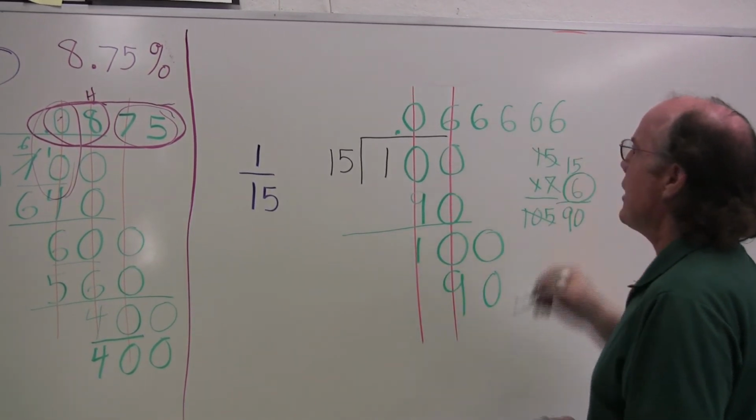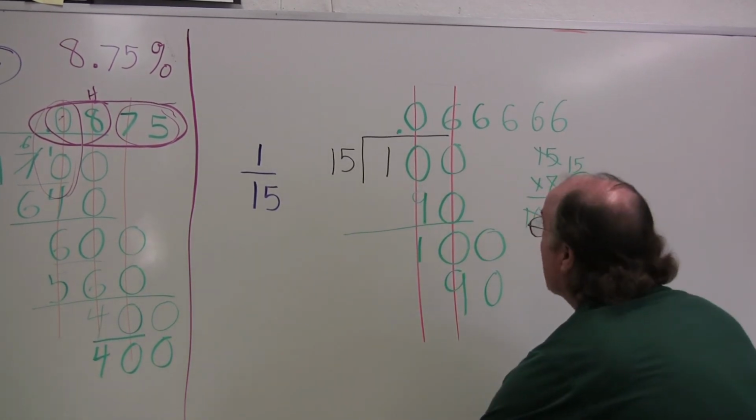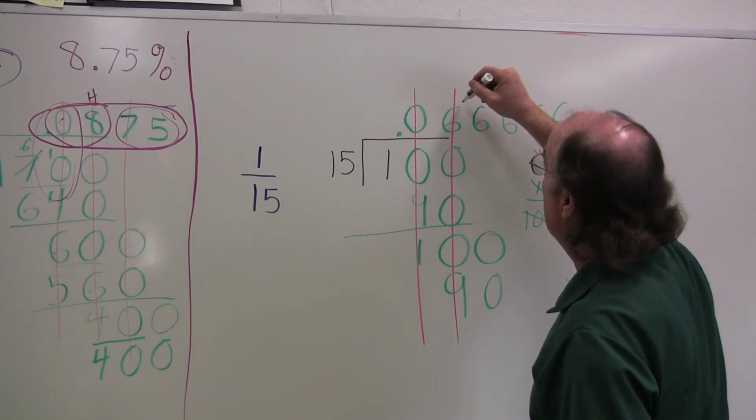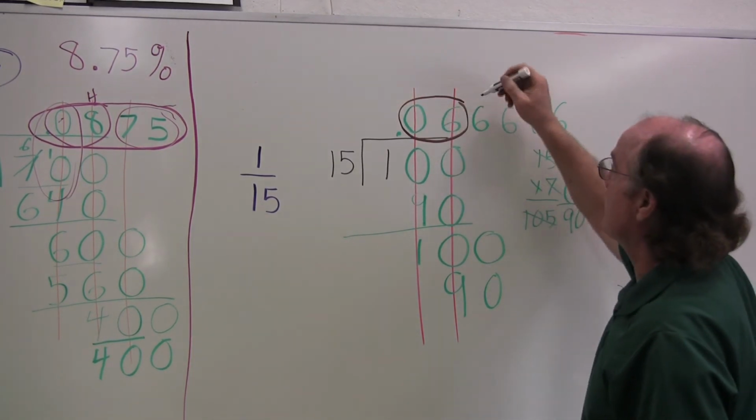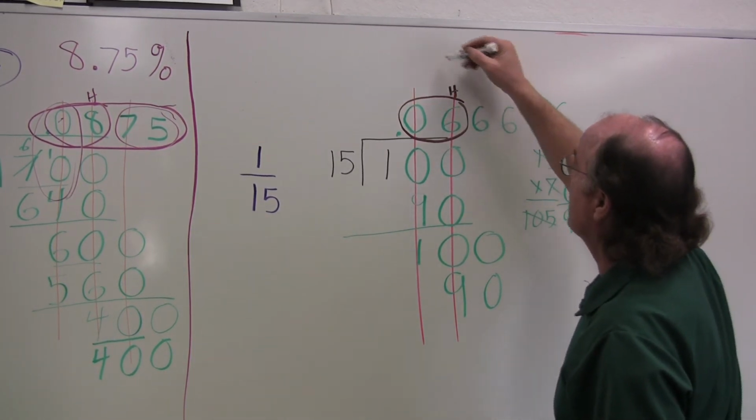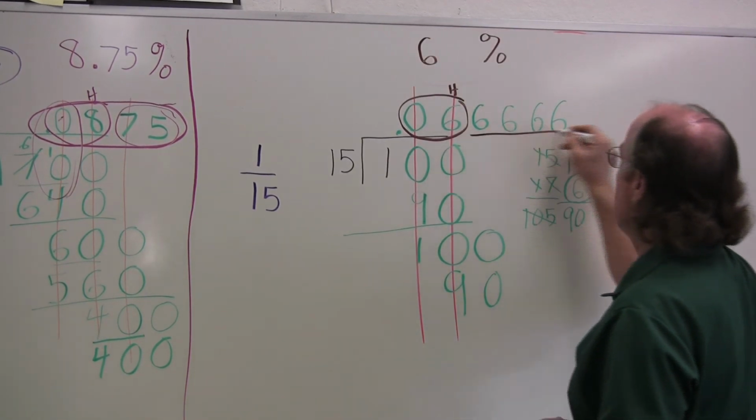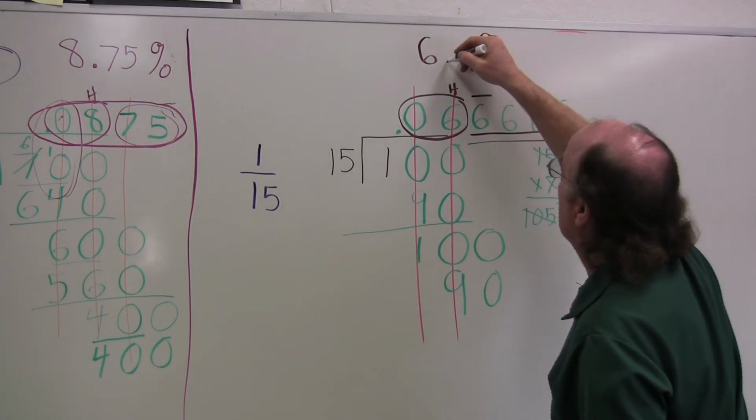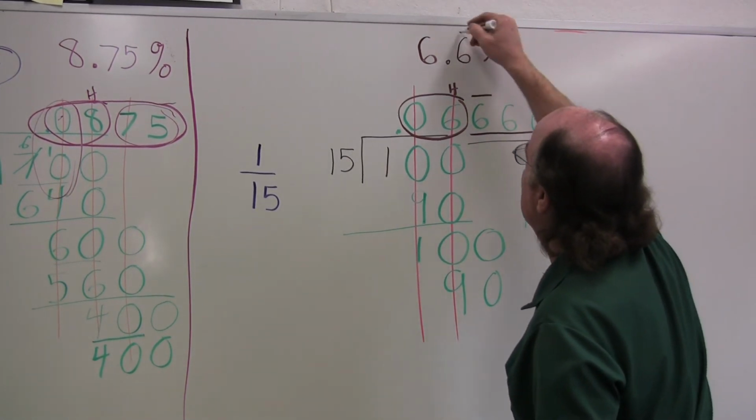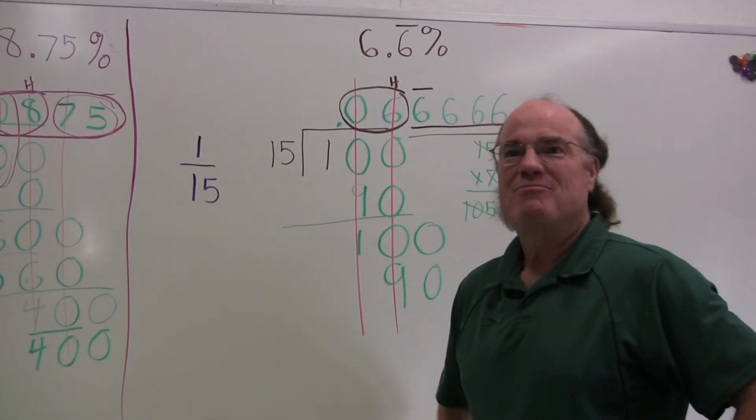So this is a repeat. Are we done yet? No. Now what we care about here is the percent in hundredths. That's 6 hundredths, so that's 6%. Now you have all this repeating stuff here, so we're going to go 6.6 with a repeating bar over it.